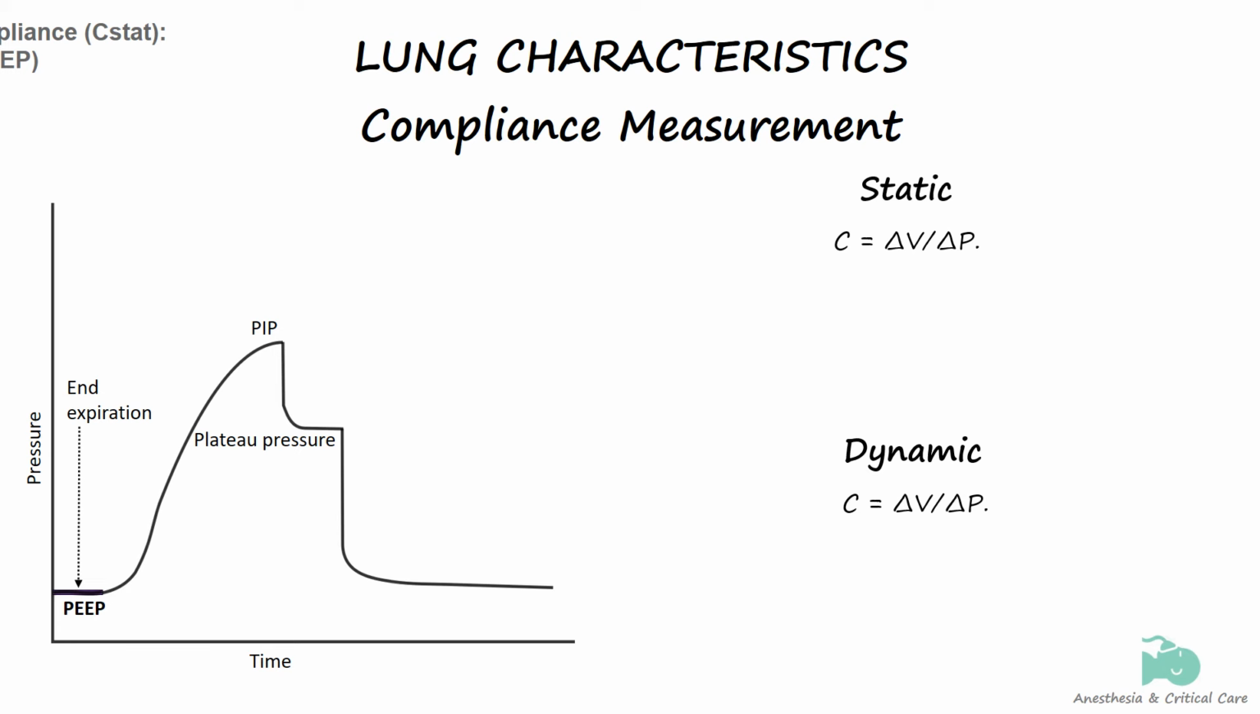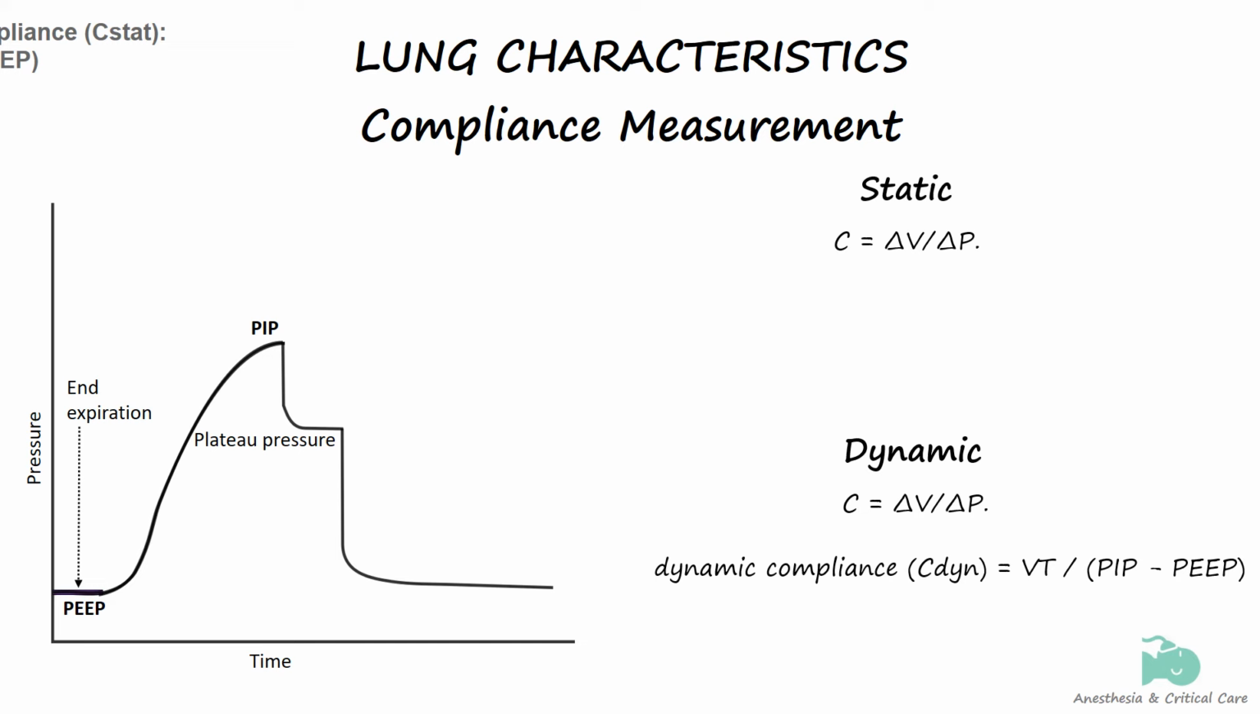As the inspiration begins, the pressure increases and reaches its peak at the end of inspiration. This pressure is called peak inspiratory pressure, which is the highest pressure generated by the ventilator to overcome both airway resistance and elastic resistance. So, peak inspiratory pressure is used to calculate dynamic compliance.